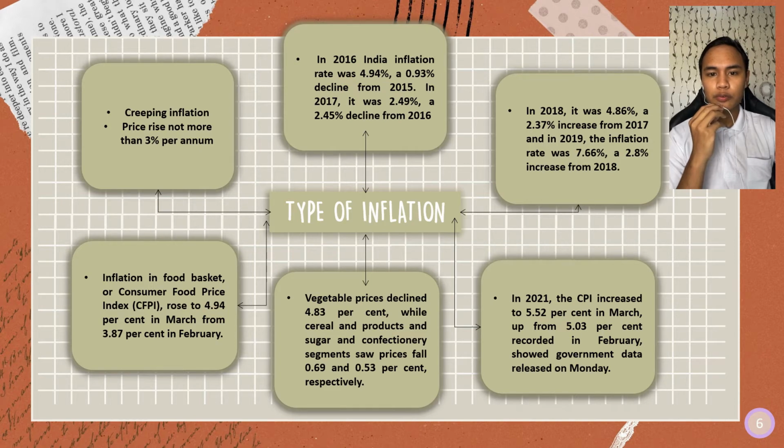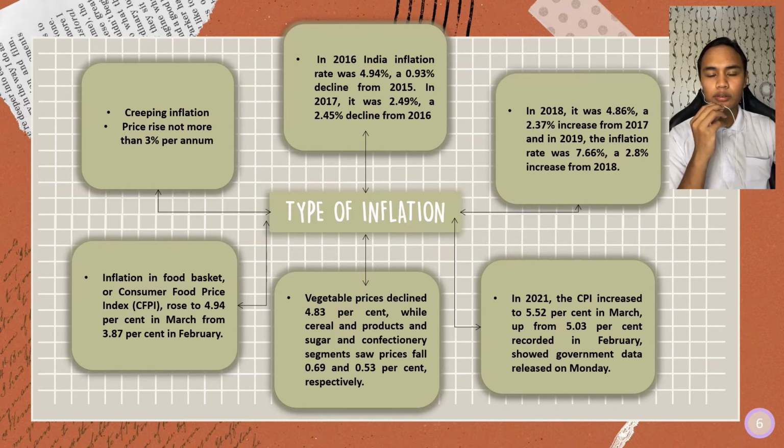I would like to explain the types of inflation in India. So the most accurate type of inflation in the past 5 years is creeping inflation. Creeping inflation, also known as mild inflation, occurs when prices rise not more than 3% per annum. India's inflation is calculated on the Consumer Price Index (CPI), a recurring basket of goods and services.